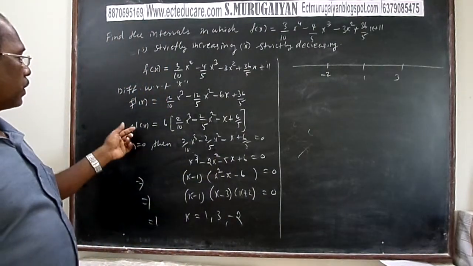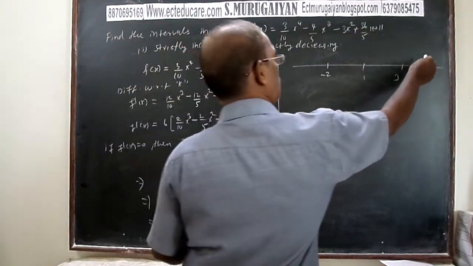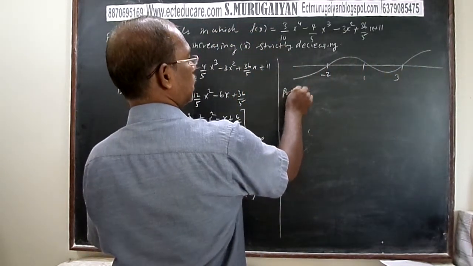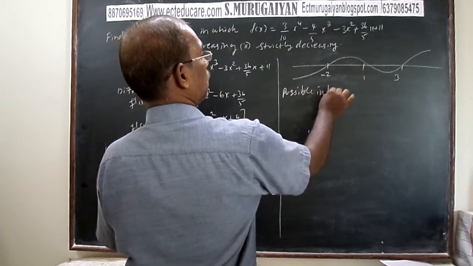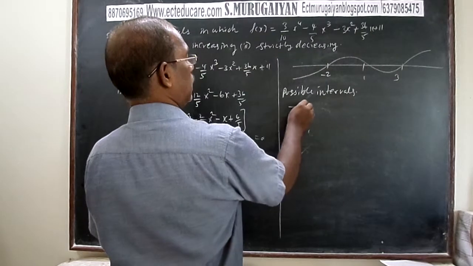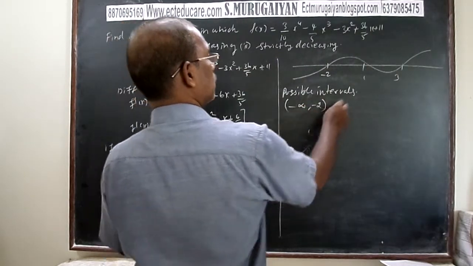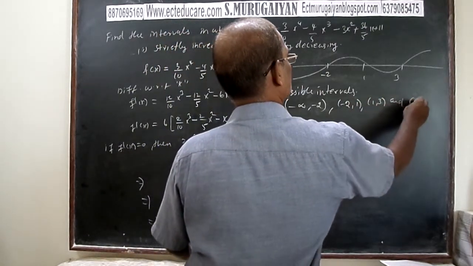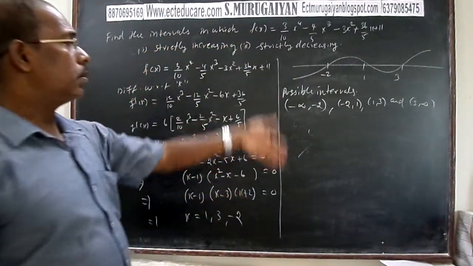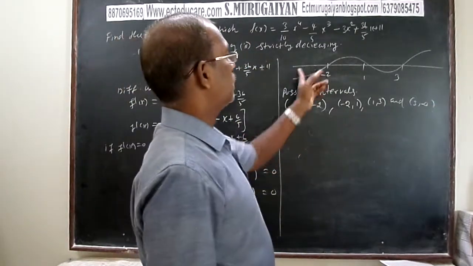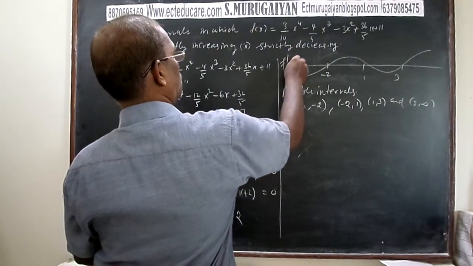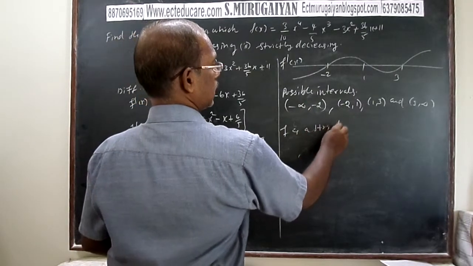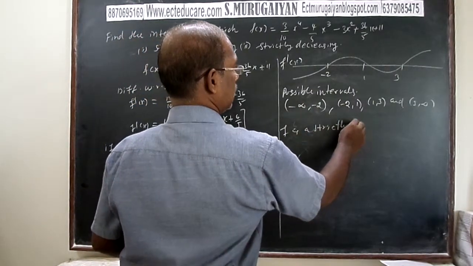The leading coefficient of the first derivative is positive, which means the rightmost interval is positive: positive, negative, positive, negative. So the possible intervals are minus infinity to minus 2, minus 2 to 1, 1 comma 3 and 3 comma infinity. Applying the table work, or with the help of this sign conversion of the first derivative, we can conclude f is a strictly increasing function.